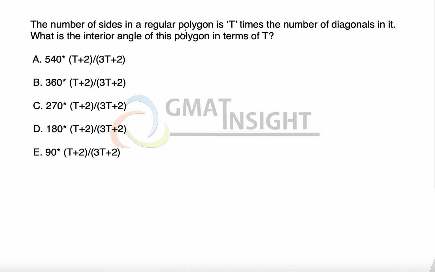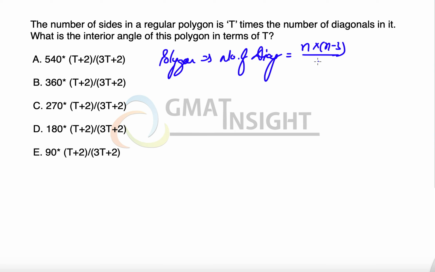The number of sides of a regular polygon is t times the number of diagonals in it. So, in case of any polygon, let's quickly understand the number of diagonals can be calculated by the simple technique that n multiplied by n minus 3 divided by 2. Let me quickly tell you the derivation behind it.